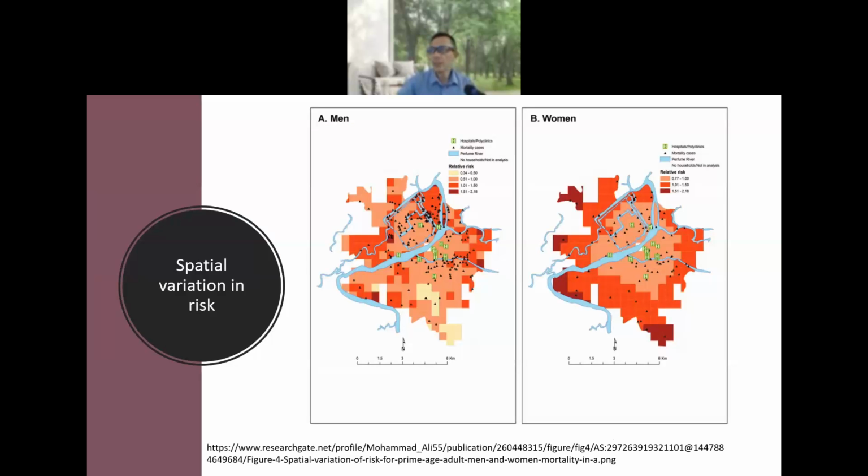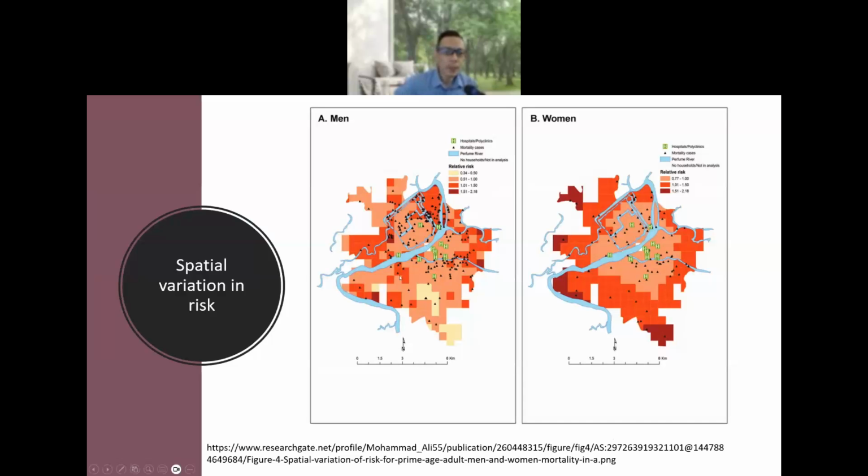Satu lagi analisis yang kita boleh buat ada spatial variation in risk. For example, this map kan, spatial variation of risk for prime age adult women mortality. So they compare mortality between male and female. So cumanya I'm not sure whether they compare male versus female or female versus male. Sorry, dekat sini ada men and women. But for what is this? For what is this? Let me check.